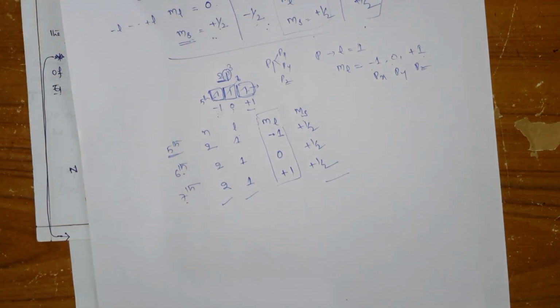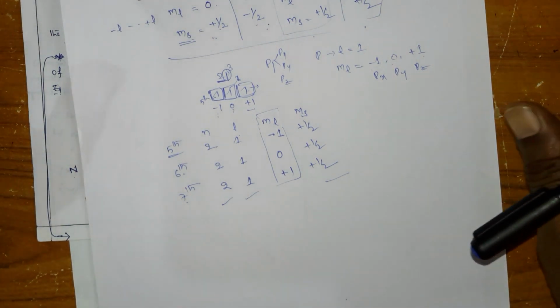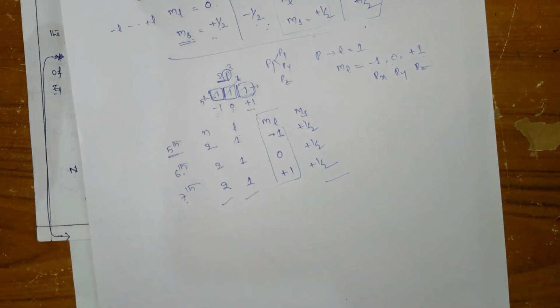So that means in an atom, all the electrons show different quantum numbers. Already I said in the previous class, it is like an address of the electron. If the address is the same, can two electrons have the same address? No, it is not possible. Right?